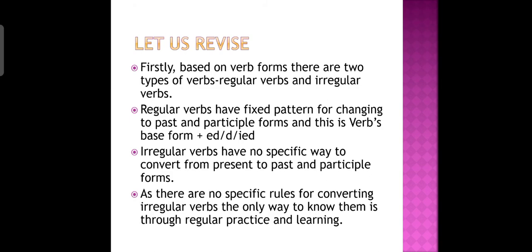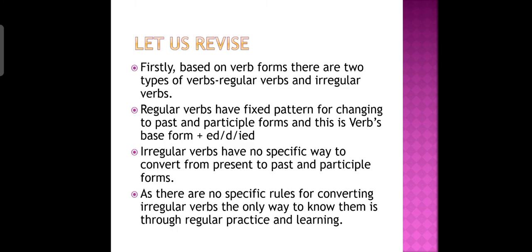So let us revise. Firstly, based on verb form, there are 2 types of verbs, regular verbs and irregular verbs. Regular verbs have a fixed pattern for changing to the past tense and participle form, and this is the verb base form plus ed or d or id. Irregular verbs have no specific way to convert from present to past tense and participle forms.